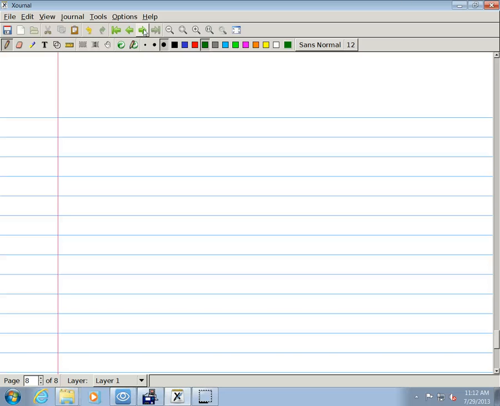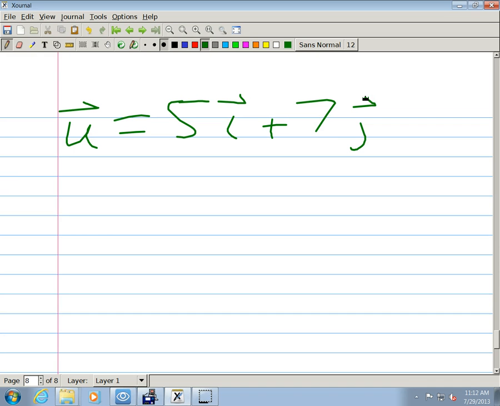Let's say I gave you the vector u. And it's 5 units in the positive x direction plus 7 units in the positive j direction. All right, let's say I gave you another vector, v. And it's just 1 unit in the i direction and 1 unit in the j direction.